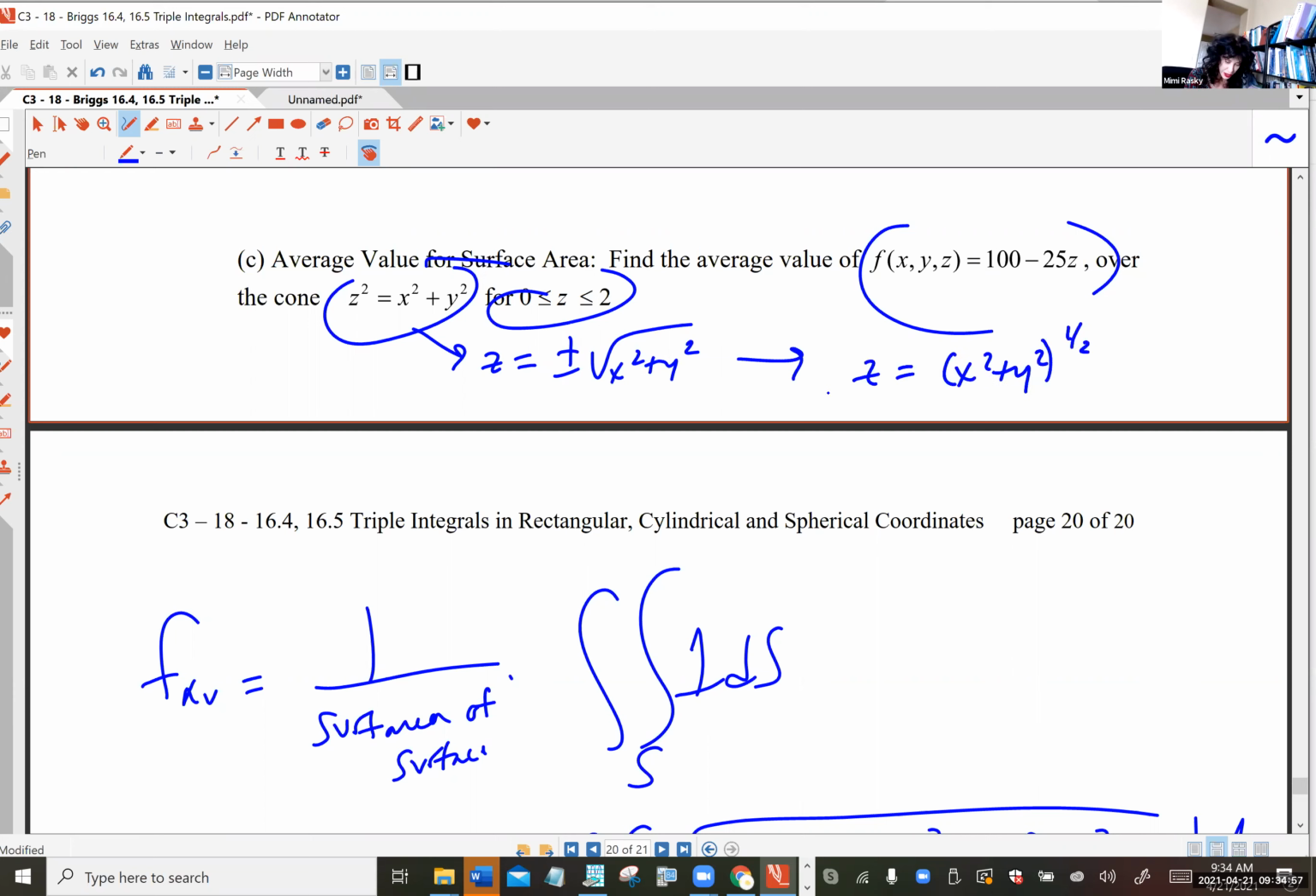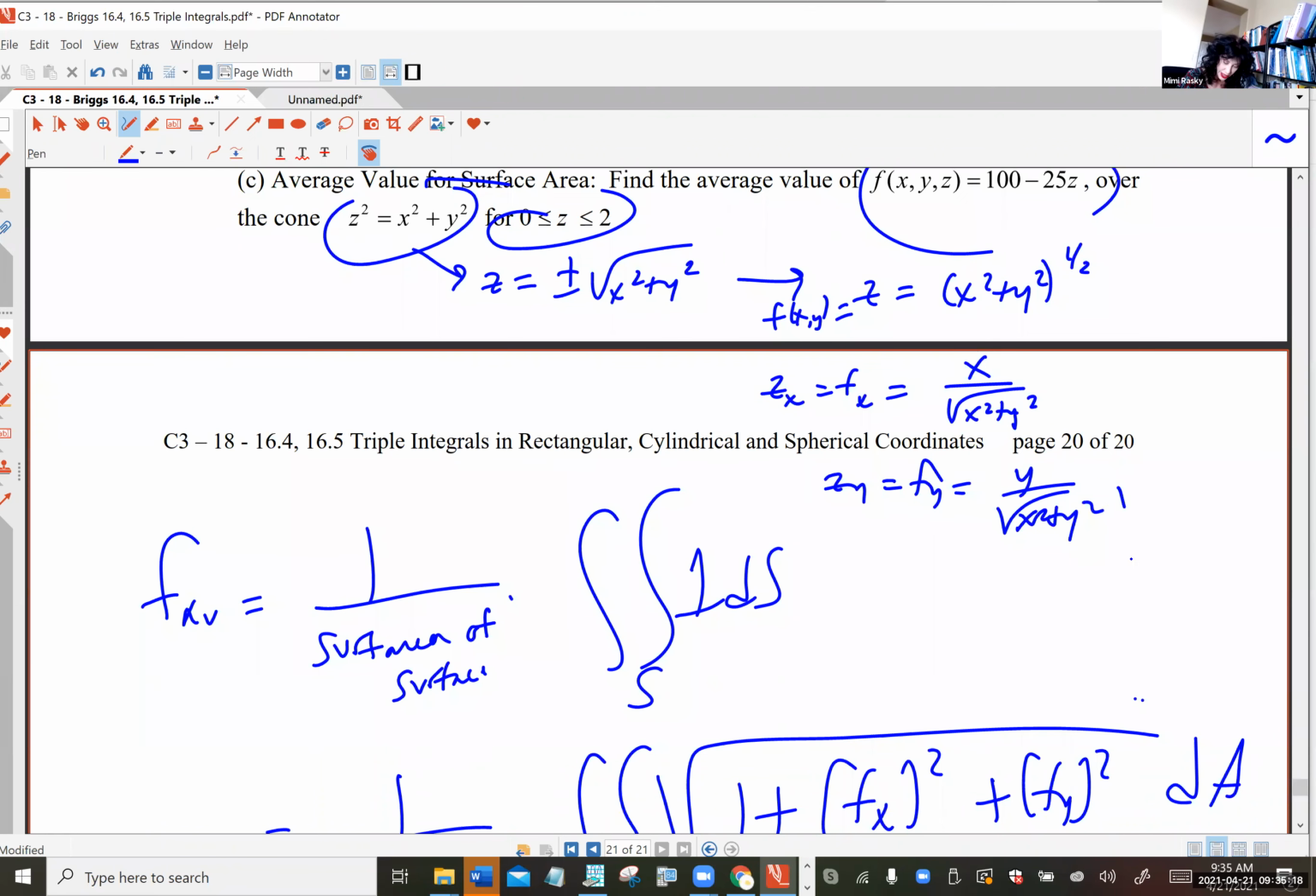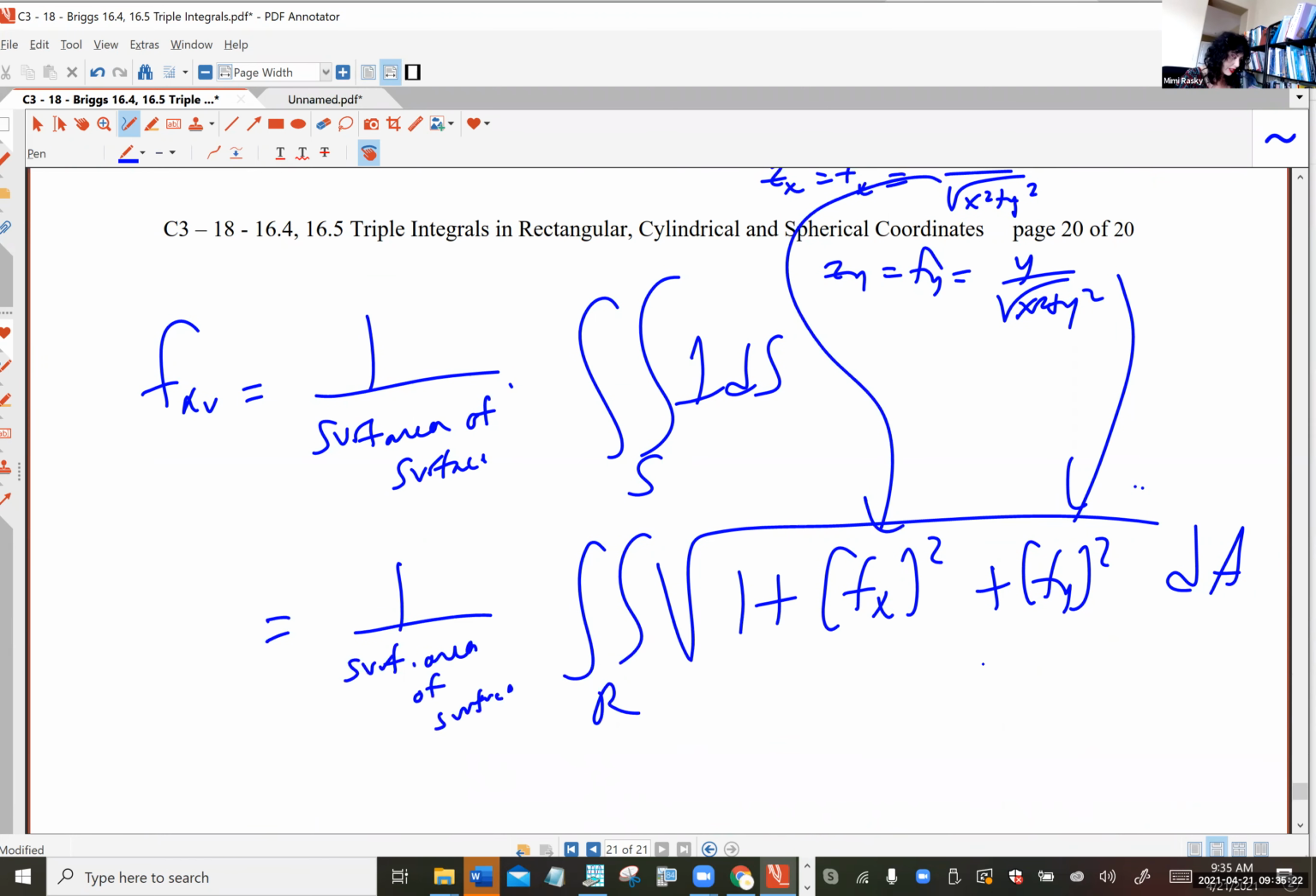And then here's how this is your f(x,y). So you're going to get your z_x, which is your f_x, and after using the chain rule, it ends up being x over square root of x squared plus y squared. And the z_y, you can call f_y, is y over square root of x squared plus y squared. And these are the ones you're going to put down here in the integrand. It's going to be pretty messy, but you'll figure it out.